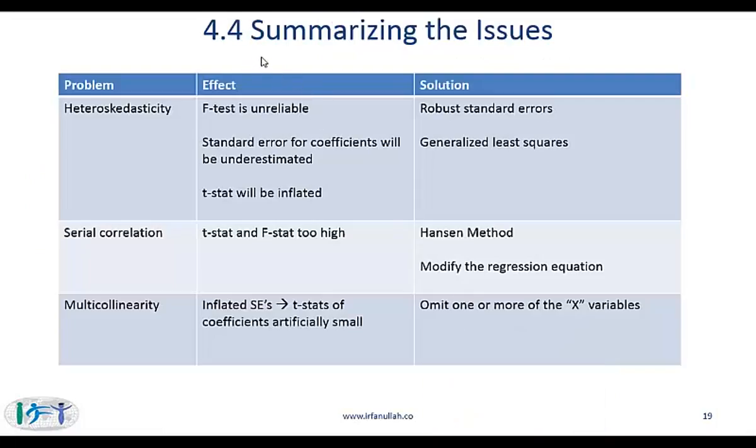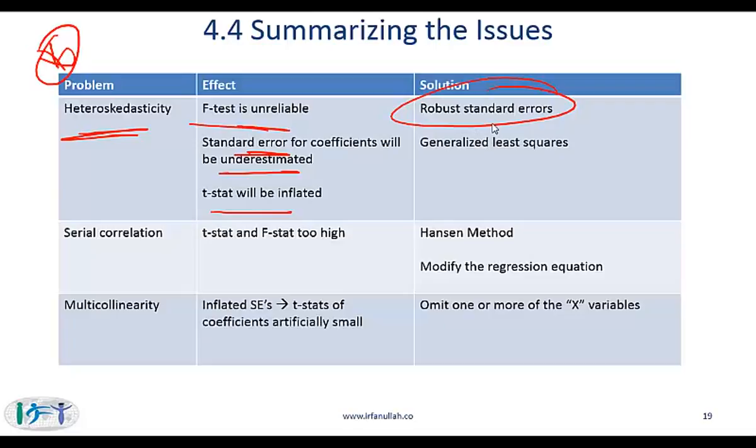So on this slide, we are simply taking a table from the curriculum where we summarize the most important points, and I would highlight this as very testable because it is taking out most of what we've talked about over the last few minutes. So heteroscedasticity, what is the effect? F-test is unreliable, standard error will be underestimated, so t-stat will be inflated. Solution is to use robust standard errors. What does this do? This will actually bump up the standard error, which will deflate the t-stat. Serial correlation, similar issues. The t-stat and the F-stat are too high.